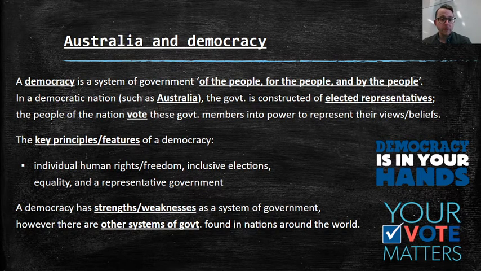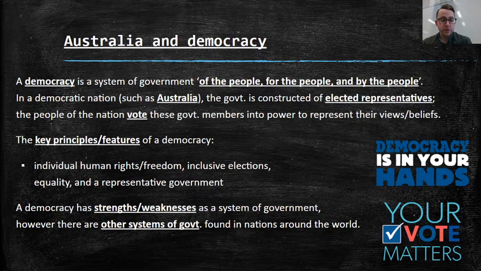In a democracy, in Australia, the government is made up of people who have been elected. They've been voted into power. The people of the nation are the people who vote, and they vote these government members into power, not based on their looks or based on their last name. They're voting them into power to represent them, to represent their views and beliefs.